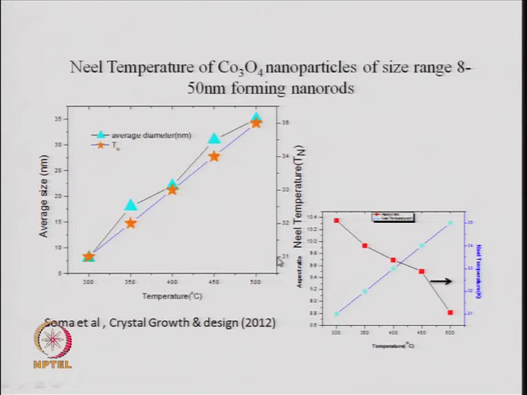Note that the micron sized particles have a Néel temperature somewhere up there. So, it is around 40 Kelvin for micron sized particles, much larger, and for nanoparticles, as you are decreasing the size of the particle, the Néel temperature is decreasing. The decrease is gradual, because from 35 Kelvin, it goes to 31 Kelvin when the size of the particle is decreased from 35 nanometers to around 7 nanometers. So, that is the change in the Néel temperature with particle size. So, these are very important. That means, you can control the size of the particle and you can control the magnetization of the particle. So, that is the connect that you want.